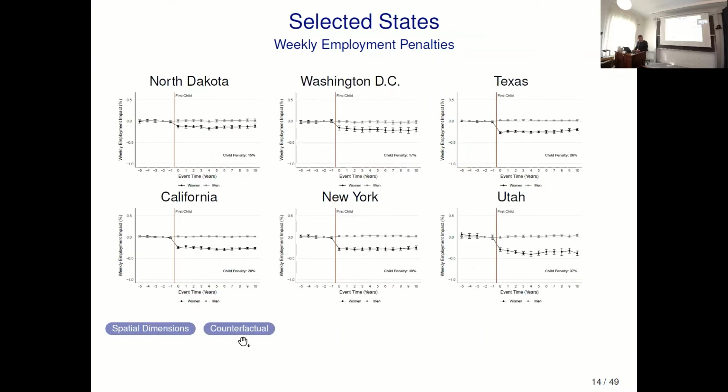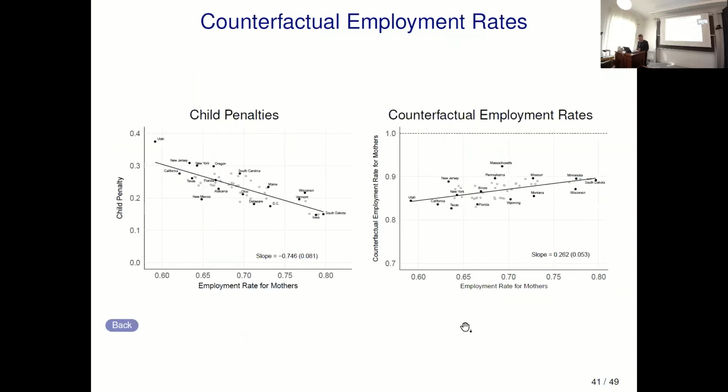Another thing that I find quite useful to look at is this graph here. So here we just look across the US. We're plotting on the left the child penalty against the actual observed employment rate for mothers across US states. And what you can see in this graph is what we would expect, that in places where the employment rate is relatively high, the child penalty is also relatively low. That suggests that one of the reasons why we see variation in employment rates across different places in the US is because child penalties are different.